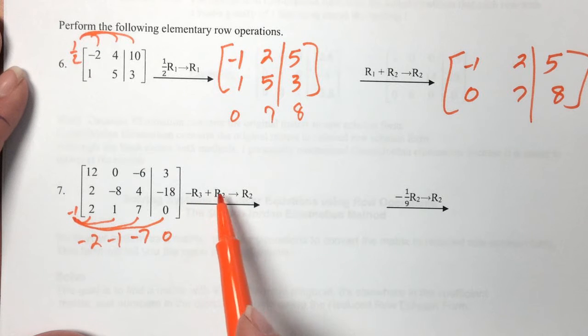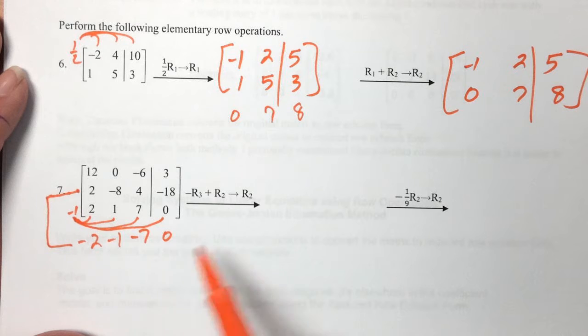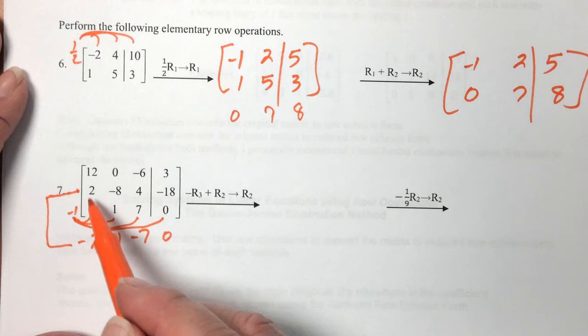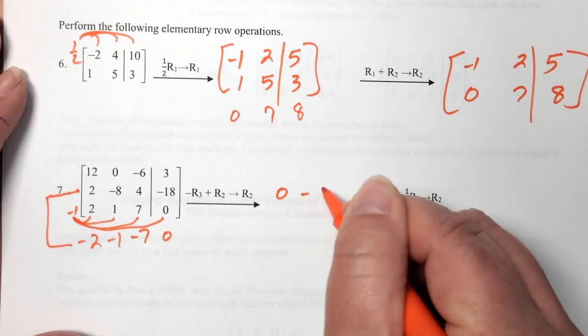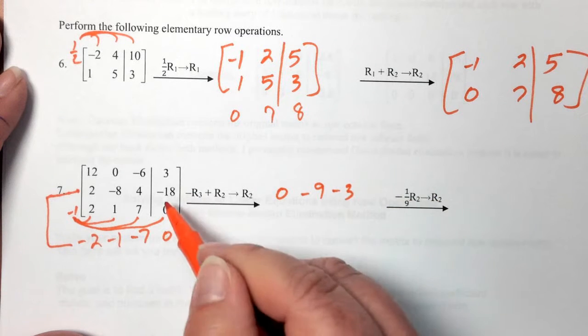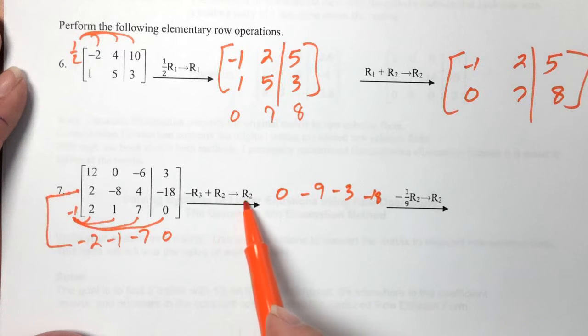We're adding that result to row 2. So we're going to take the row 2 numbers and the row 3 numbers and add them together. And that result will go in row 2. So 2 and negative 2 makes 0. Negative 8 and negative 1 makes negative 9. 4 and negative 7 makes negative 3. Negative 18 and 0 makes negative 18. So that, remember, is row 2.